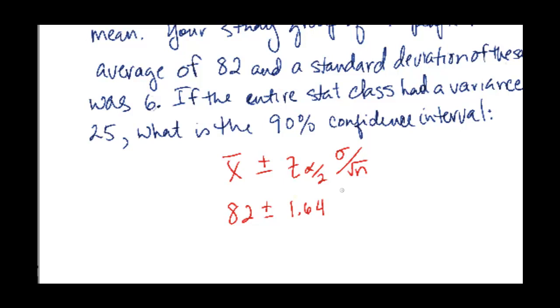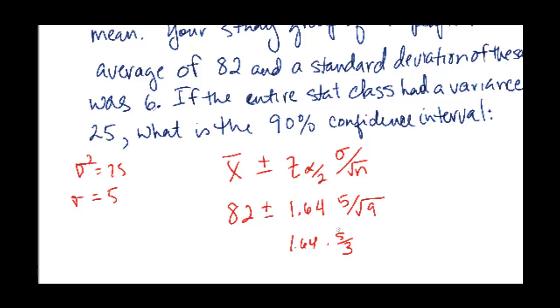Now the question is, do we use 6? No, because that's not the population. We need the population there. If the variance is 25, sigma squared is 25, then sigma is 5. So we have 5 divided by the square root of n. N was 9 people. So we're going to have 1.64 times 5 divided by 3.